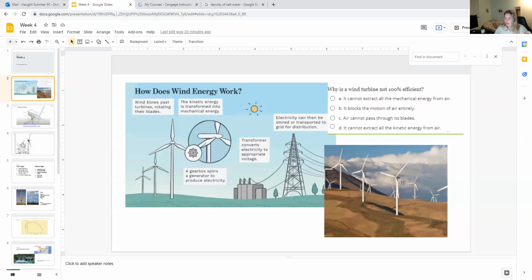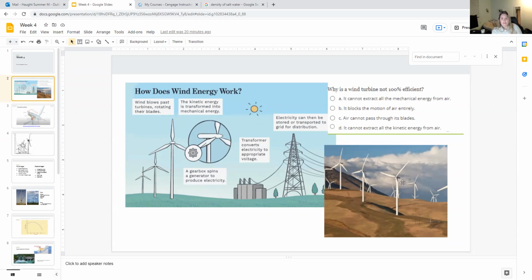So the first option, A, it cannot extract all the mechanical energy from the air. Well, right away you should know that's wrong, right? Because there's no mechanical energy in the air. The air is moving, so it's kinetic energy, but it is not mechanical energy. The second one, it blocks the motion of air entirely. Well, that's not true, right? Because even with those turbines moving, there's still air going through them. The air passing through those blades is still going past it and still moving. So it's not just sucking the air and getting rid of it.